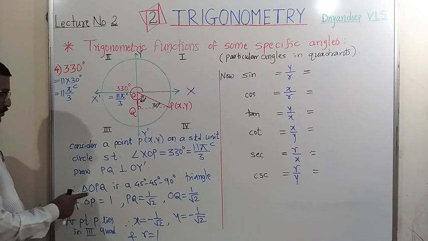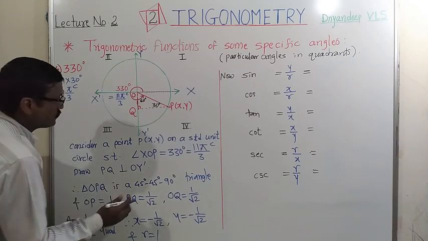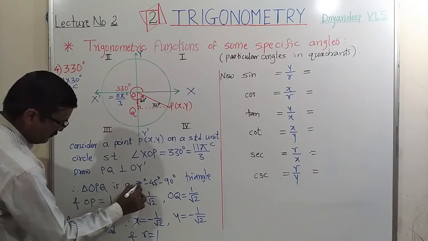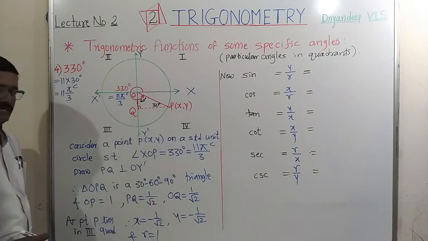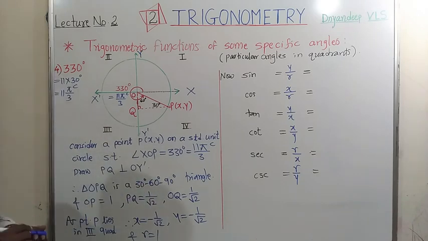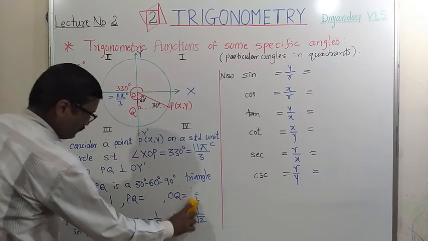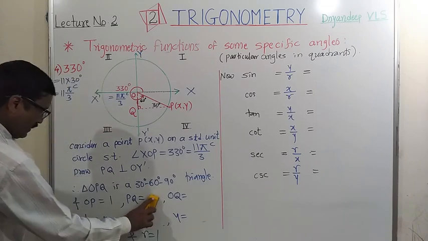So triangle OPQ is a 30, 60, 90 degree triangle. It's a 30 degree, 60 degree and 90 degree triangle. And here OP is equal to 1. Let us find the values of OP, OQ, and from that the values of X and Y.